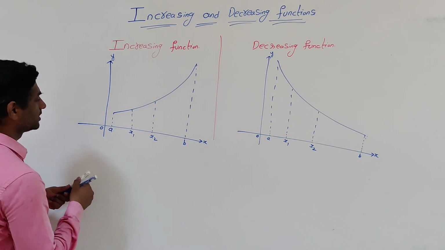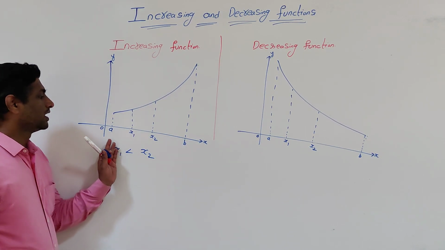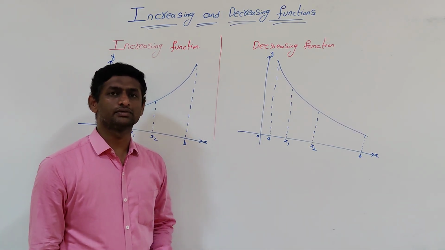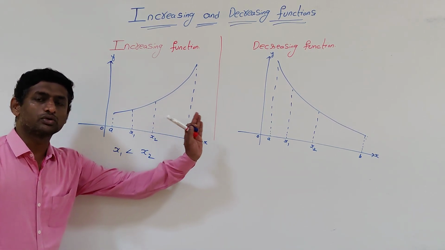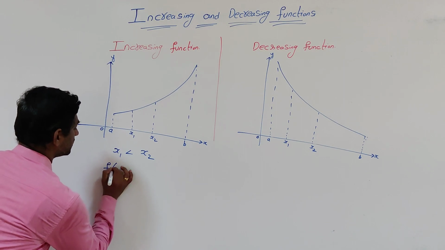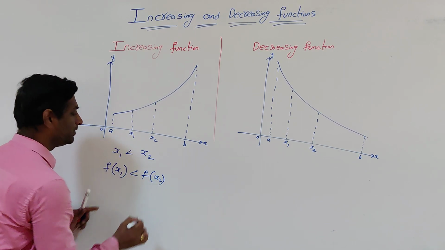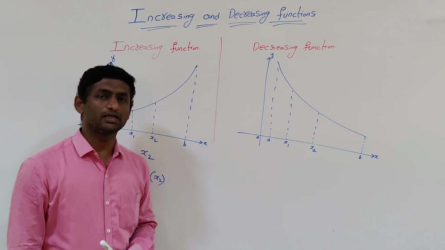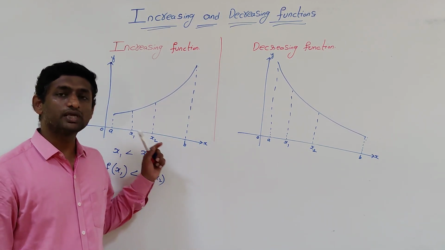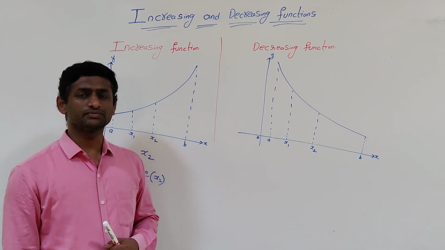So if x1 is less than x2, means as we move from left to right, from smaller to bigger, then f of x1 should be less than f of x2. It should be true for all values in between a and b. Then this function is said to be a strictly increasing function.